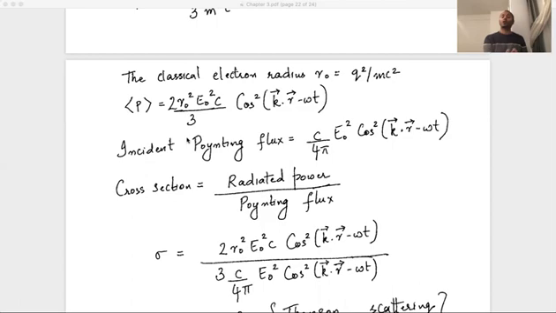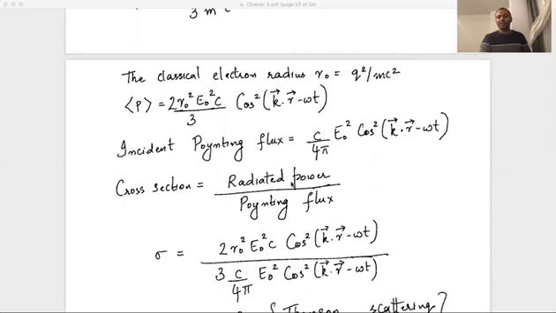And now I want to know how much energy is being taken away from the beam. So I know how much power is radiated. Now I want to know how much power was incident, and then I know what fraction was taken away and I get a cross section. So I'm going to write the incident Poynting flux. Again, we derived this week. So you know that is the expression for Poynting flux.